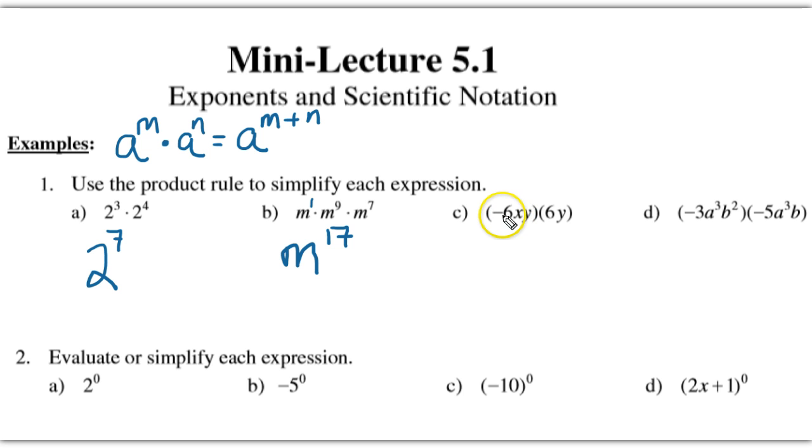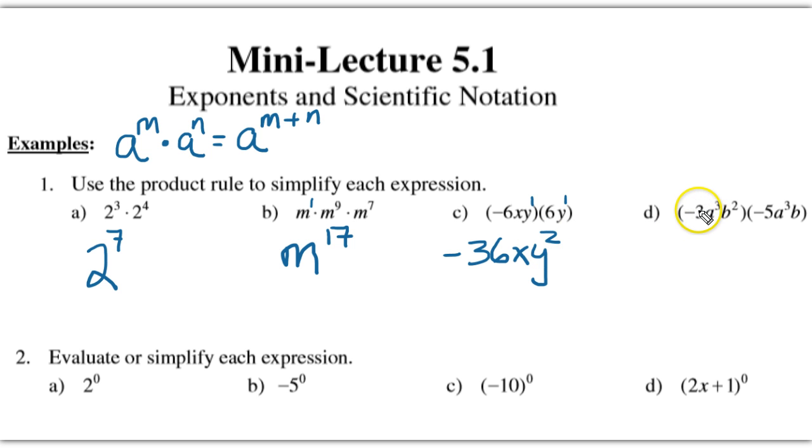Now here we have to multiply the coefficients, the numerical coefficients. Negative 6 times 6 is a negative 36. X is to the first, and if it's to the first, we don't write anything. And then there's a 1 and a 1 on the y's, so that's to the second.